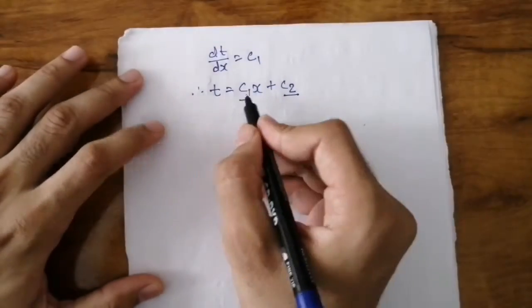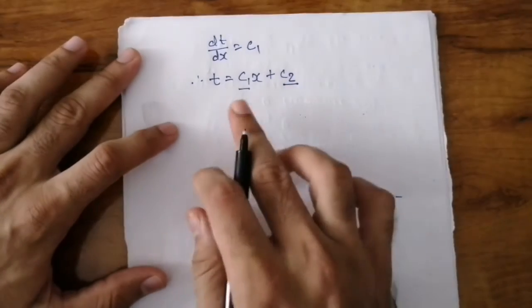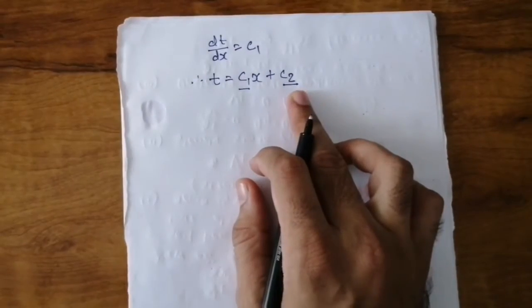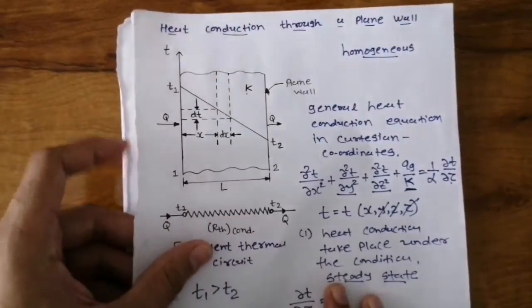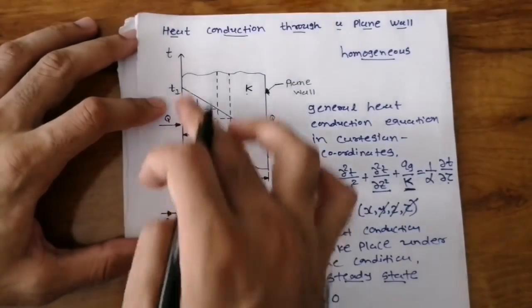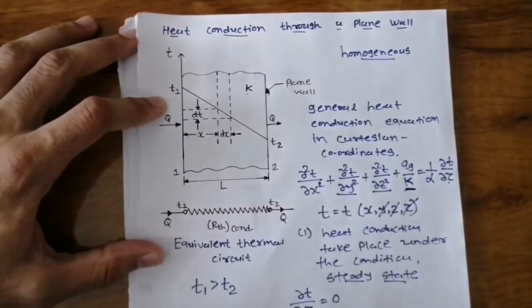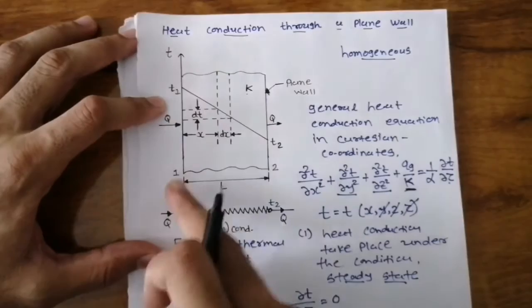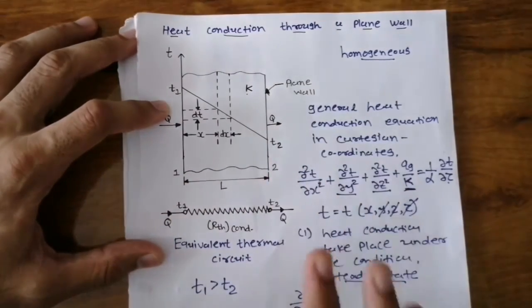So we are finding out the values of C1 and C2. How to determine the values of C1 and C2? From the figure, you can see here, if I consider phase 1 and then phase 2, we have two boundary conditions. If I consider phase 1, we have one boundary condition, and if I consider phase 2, we have another boundary condition.